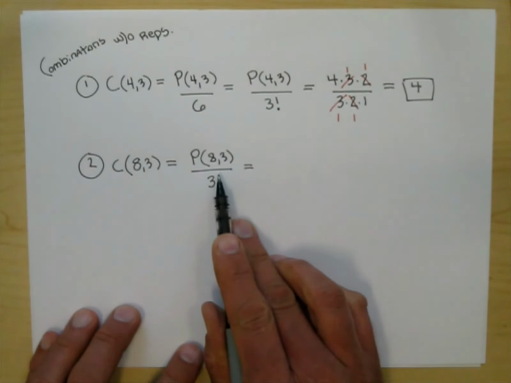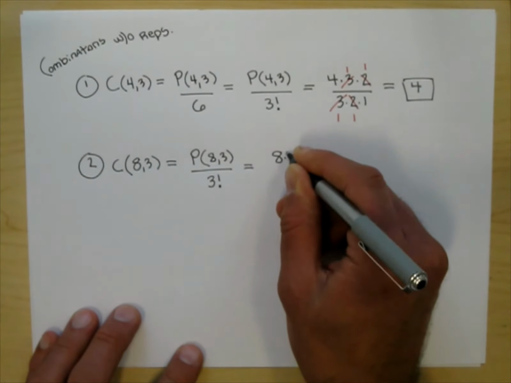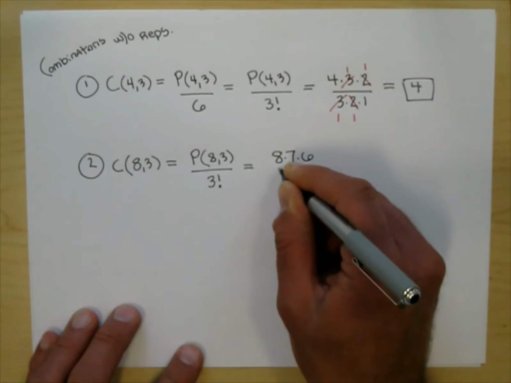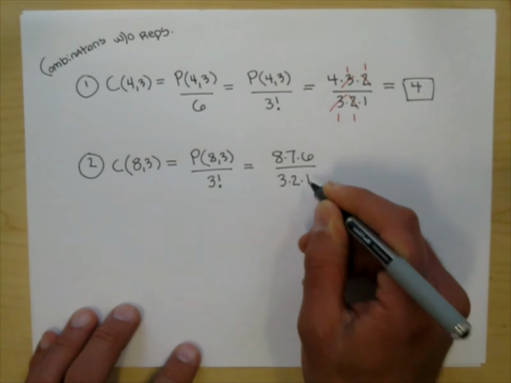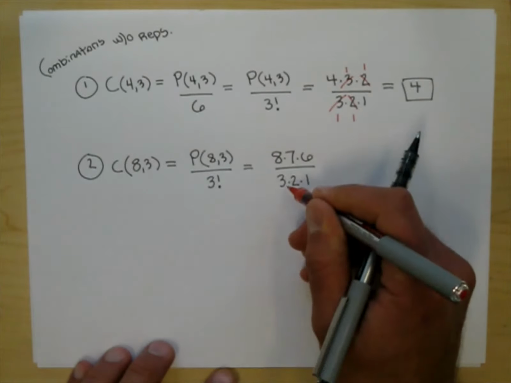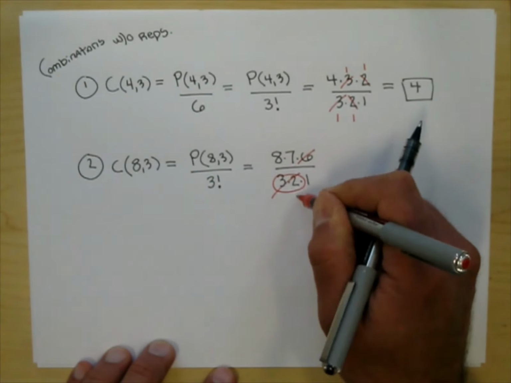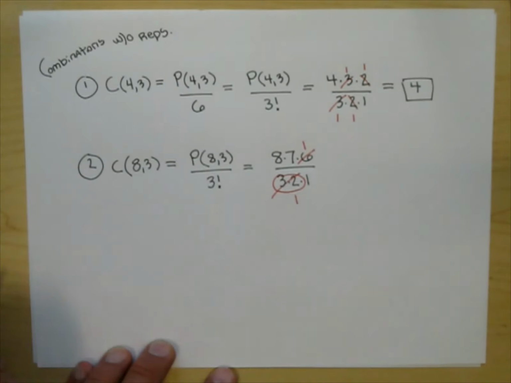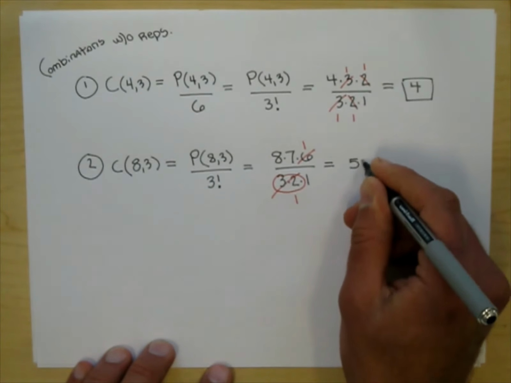So let's see if we can do this problem. 8 pick 3 happens to be 8, 7, 6. And then 3 factorial is 3, 2, 1. Well, this right here is a 6, isn't it? So those cancel with that 6. 8 times 7 is 56.